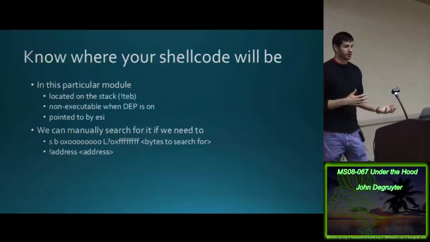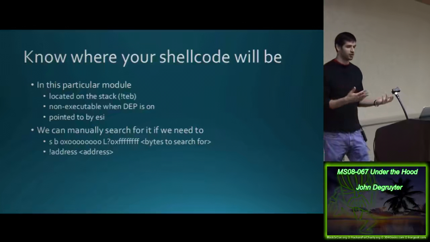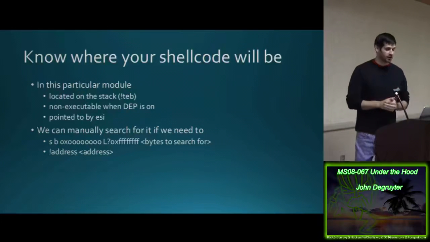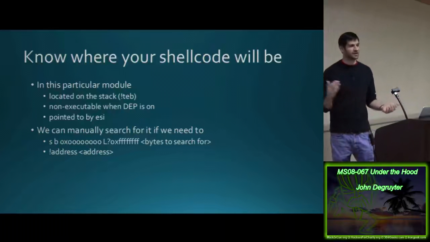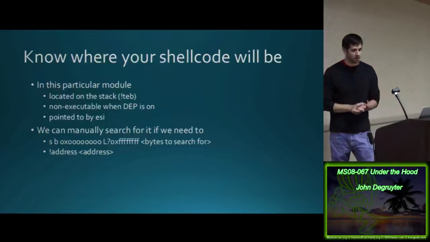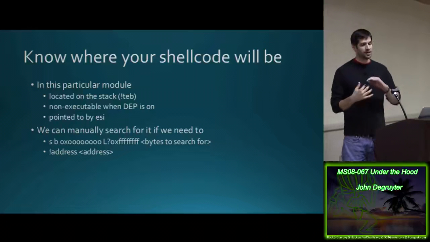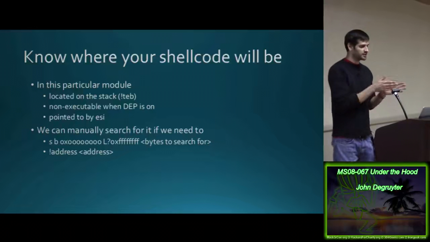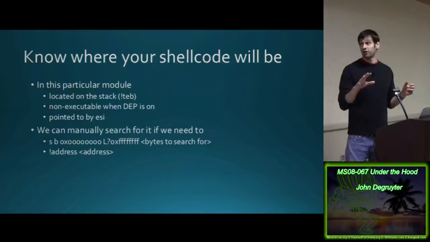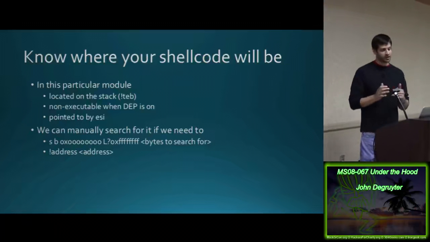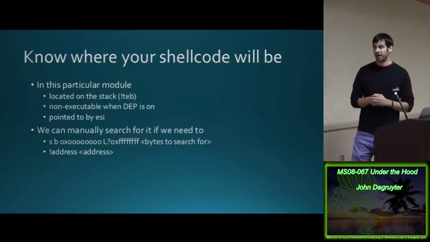It's important to know where your shellcode will be. So at the time of memory corruption, where's your shellcode so that you can jump to it? And with this module, our shellcode ends up on the stack. And it's non-executable if DEP's turned on. That's why we have to jump to the disable NX function before we jump to our shellcode. In this module, our shellcode will be pointed to by ESI. So it may land at different addresses, but ESI will always hold the address where our shellcode is located. So if we can jump to ESI or call ESI, then we can get to our shellcode. But it's important to know where it's at.